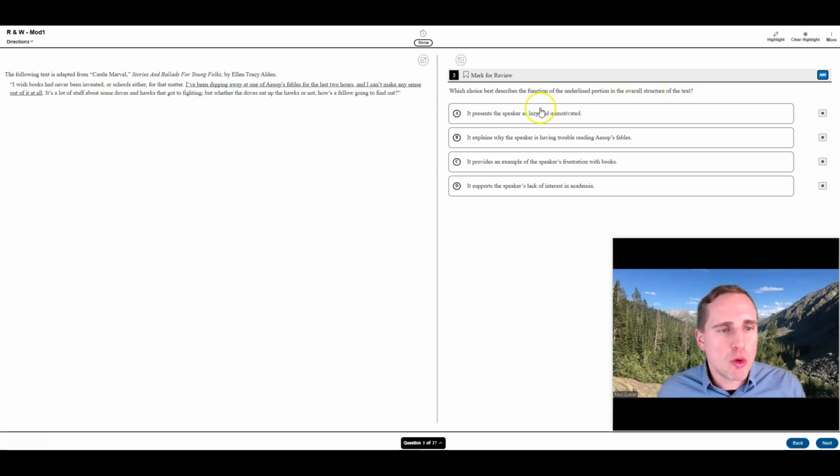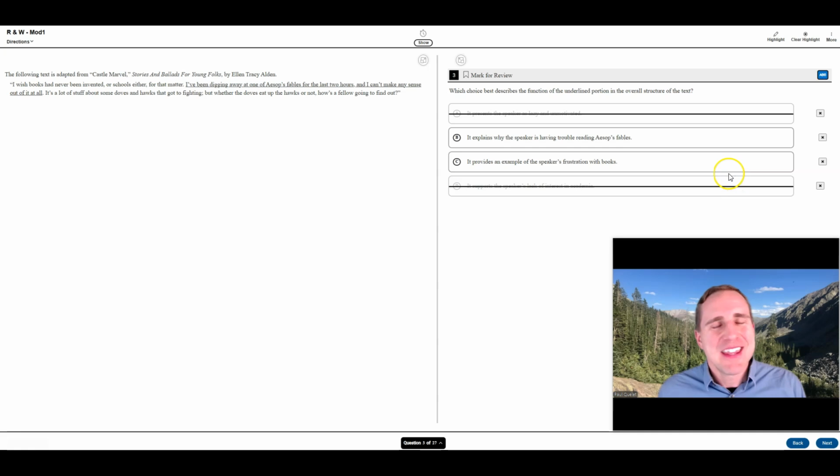So what's the role? Does it present the speaker as lazy and unmotivated? Not necessarily. The speaker is trying hard. It explains why the speaker's having trouble reading Aesop's fables? Probably. It provides an example of the speaker's frustration with books? Possibly, probably. D, it supports the speaker's lack of interest in academia. Yeah, not so much. The speaker is interested in academia because they're trying to learn something.